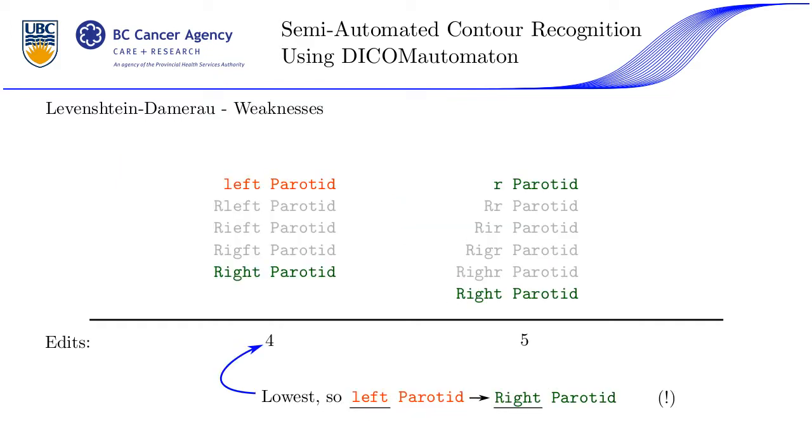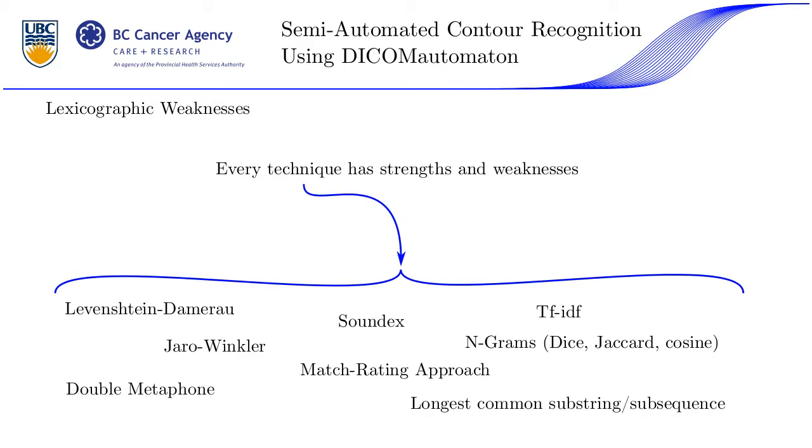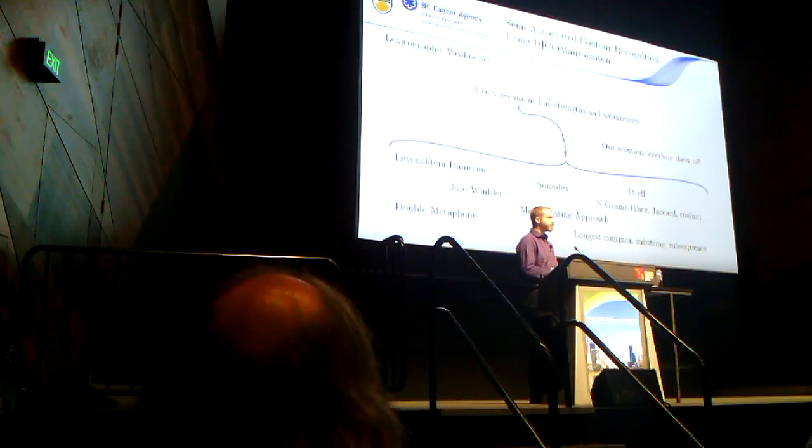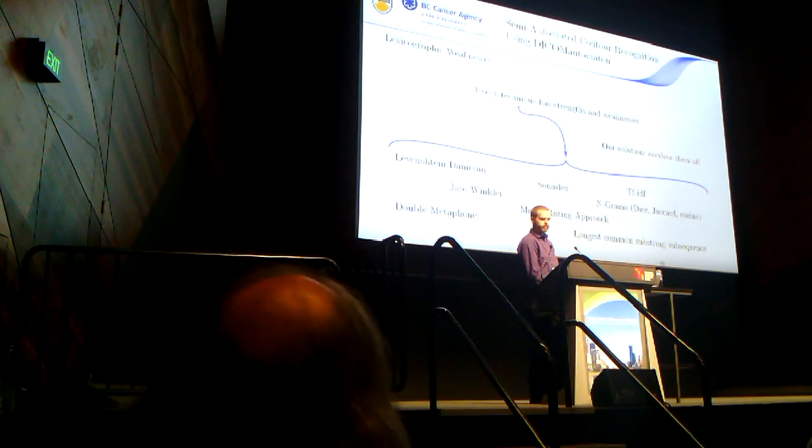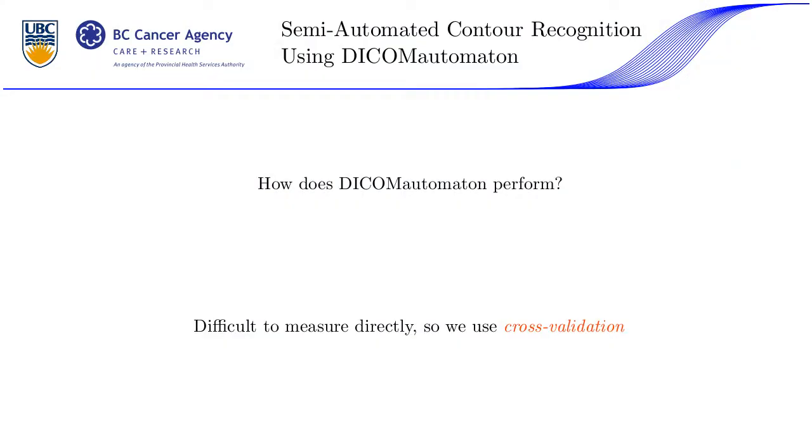This isn't a bulletproof scheme. If we compare right parotid with L and R parotid, this procedure actually gets it wrong. So there are issues with every scheme that we consider, but none of them are perfect. Our solution is to combine them all to get the best of all worlds.